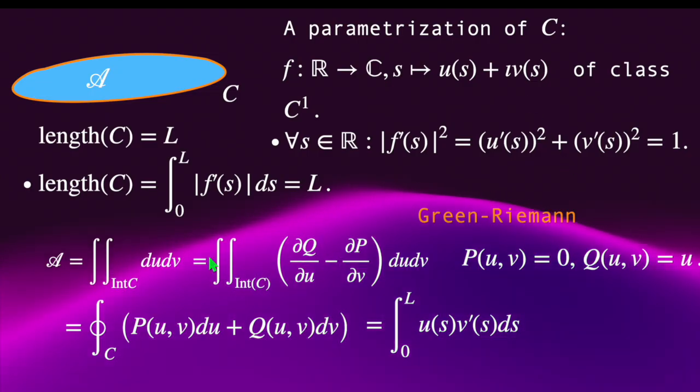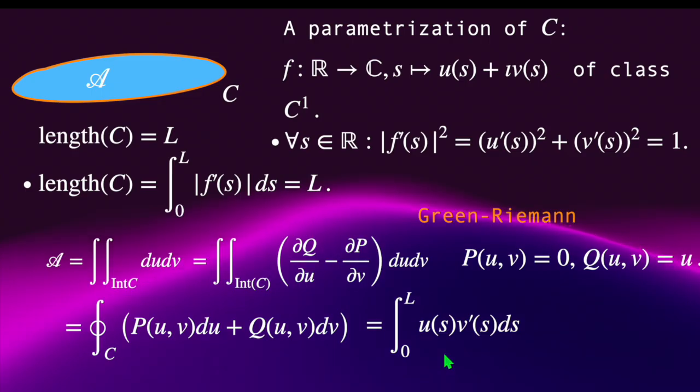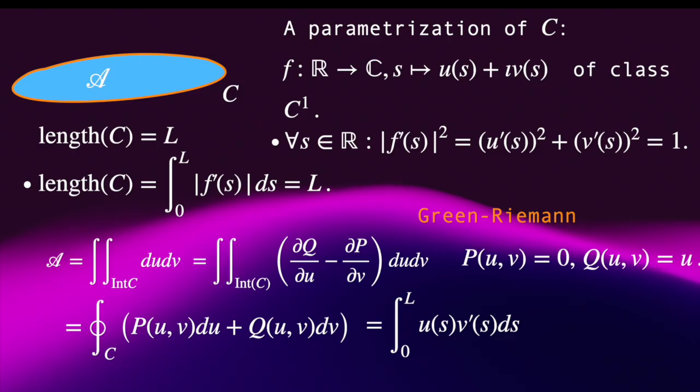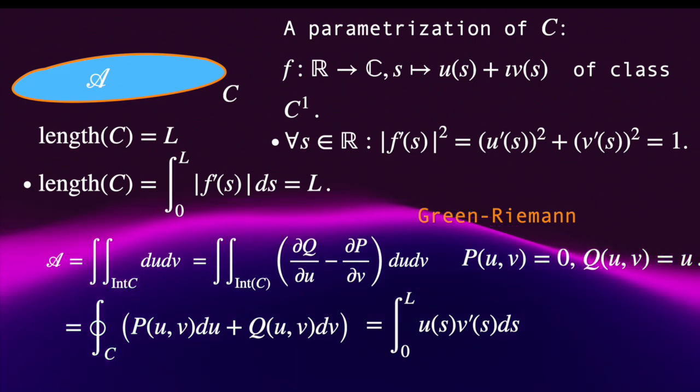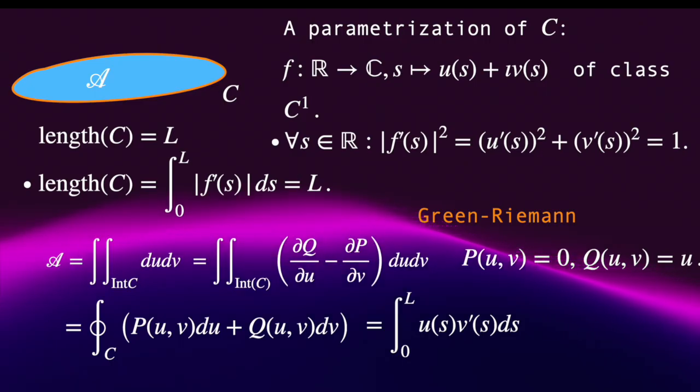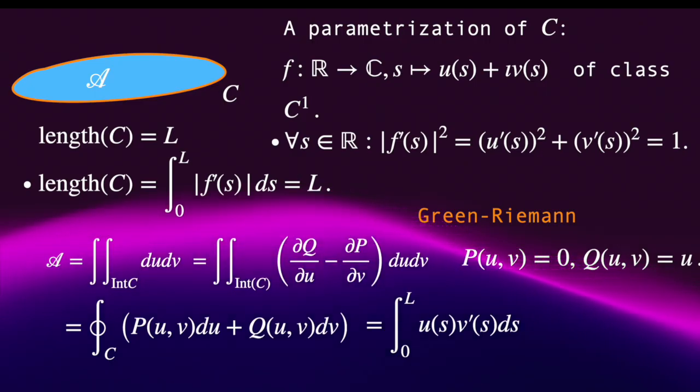So we now have the formula which gives us the area within C in function of the parameterization. Now we will recall some basic facts about Fourier analysis.